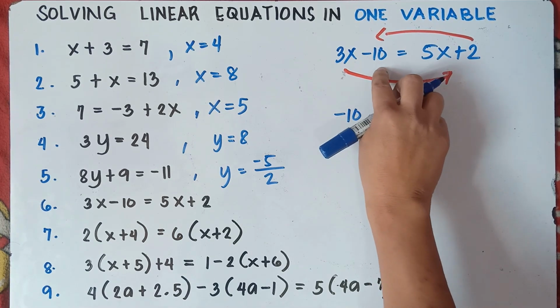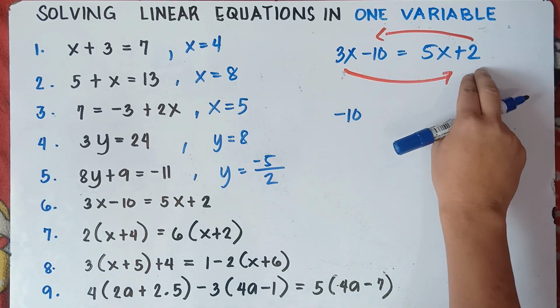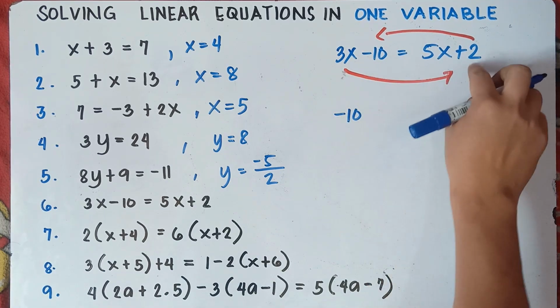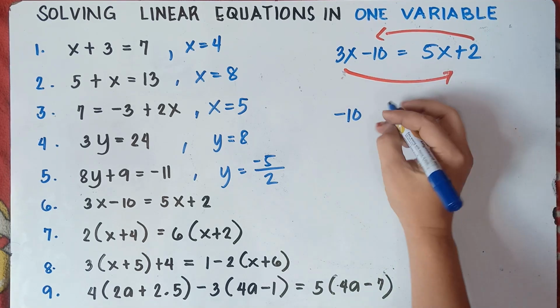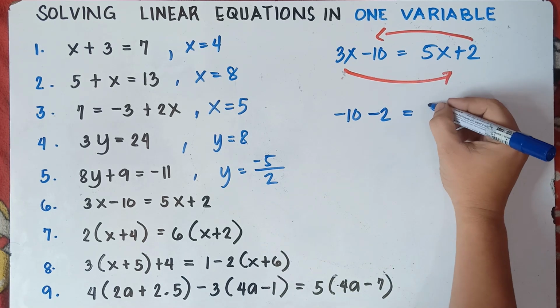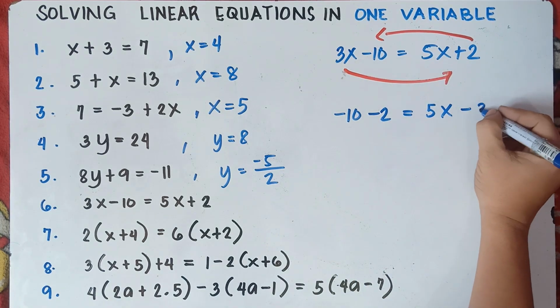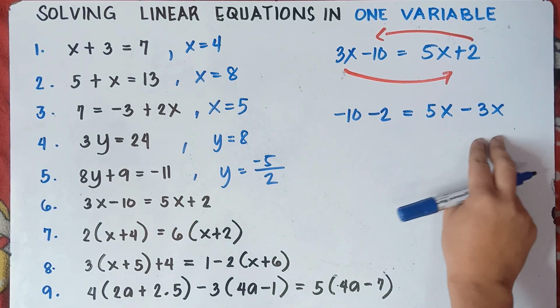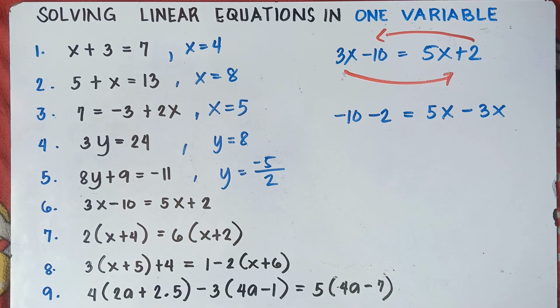Do not transpose negative 10, because we will put our x value on the right side and our numbers will be on the left side. So negative 2, this is positive 2. Negative 10, copy. This is positive 2, it will be negative 2 equals 5x. This is positive, you change the sign, minus 3x. So you will have a positive x value and it's not complicated. So that's the thing that you will do, class.